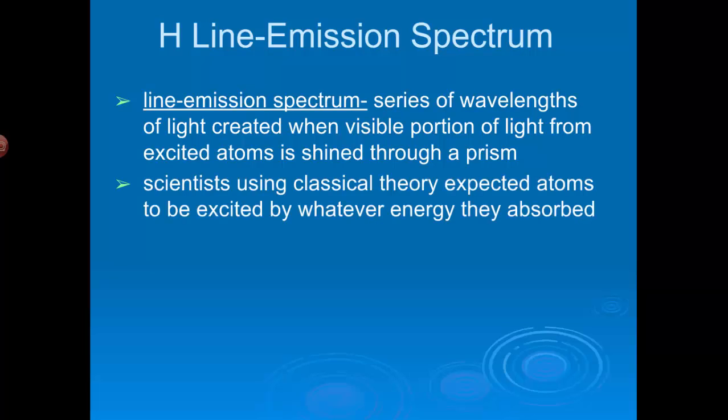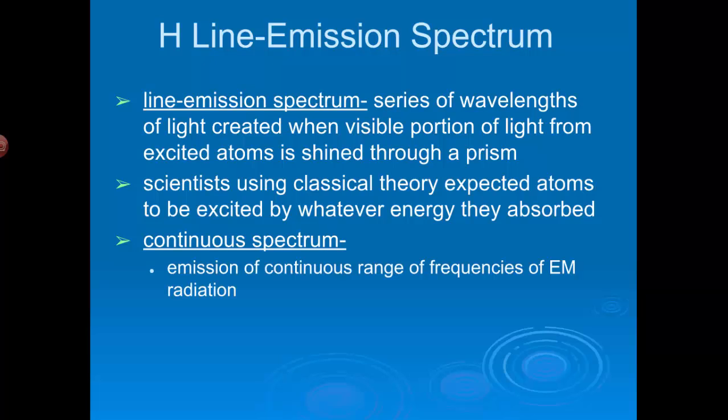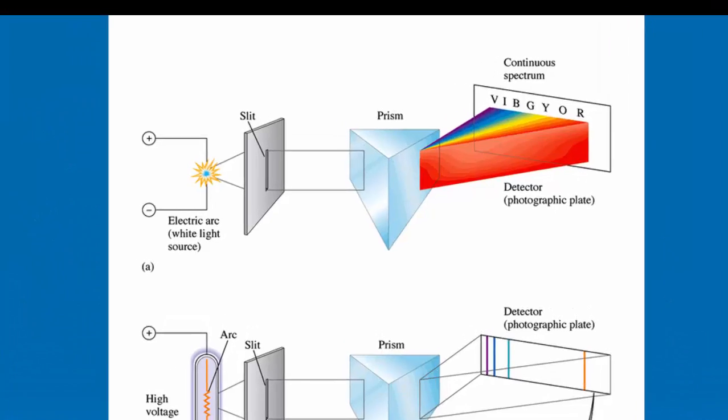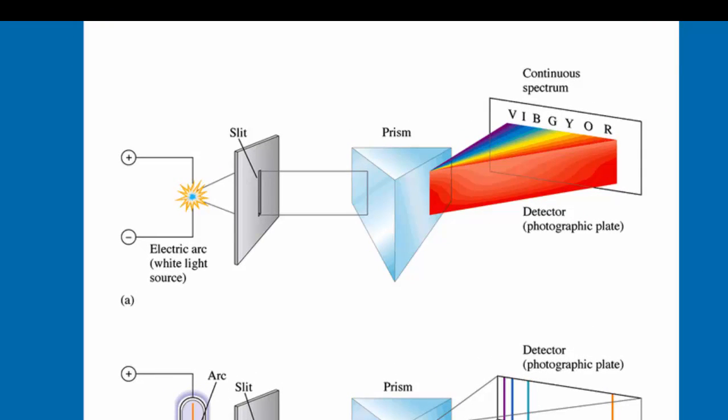Okay, so scientists using classical theory about energy and particles, when they did this, they expected that atoms would always be excited whenever they absorbed energy. The continuous spectrum is when you see a continuous range of frequencies of electromagnetic radiation. It contains all of the wavelengths of visible light. It's a rainbow, a true rainbow. Visible light, if it contains all the wavelengths and you pass it through a prism, you will see all of the different colors. So here at the top, we have a white light source, and white light is all of the visible light.